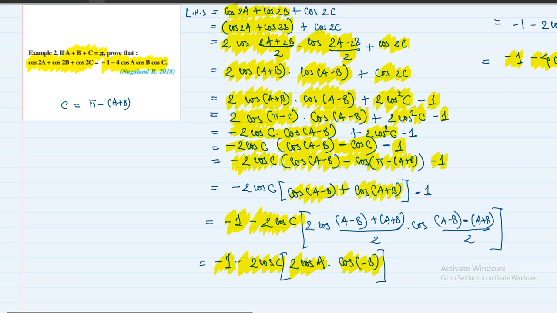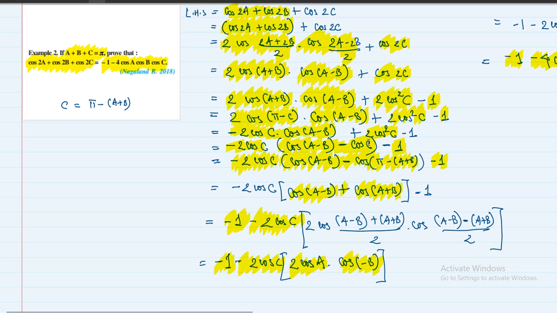Now here a plus b will be written in terms of c, that is pi minus c, because we know that a plus b plus c is pi, so a plus b is pi minus c. Now cos (pi minus c) is minus cos c, so this minus sign will be taken ahead: minus 2 cos c into cos of (a minus b) plus 2 cos square c minus 1. So we take out minus 2 cos c outside and we get cos of (a minus b) minus cos c in the bracket and minus 1 outside. We can also take this minus 1 ahead so that there is no confusion.